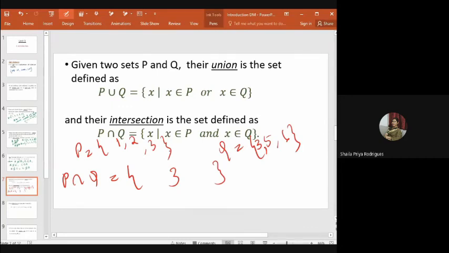All right? So the definitions till here, are they clear?